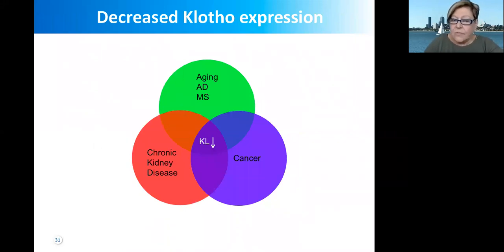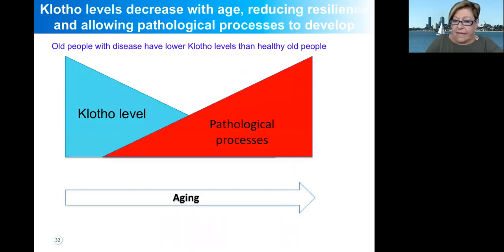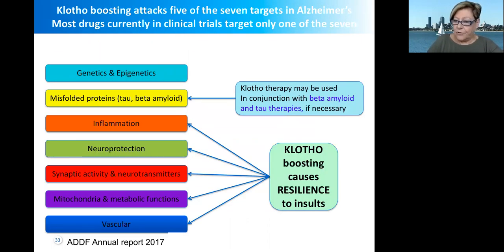So since we see decreased Klotho expression with aging, in Alzheimer's and MS, in chronic kidney disease and in cancer, that I didn't talk about, we decided that it would be a good idea, as Klotho levels decrease with age and pathological processes increase with age, and Klotho is involved in all this, to try to increase the levels of Klotho.